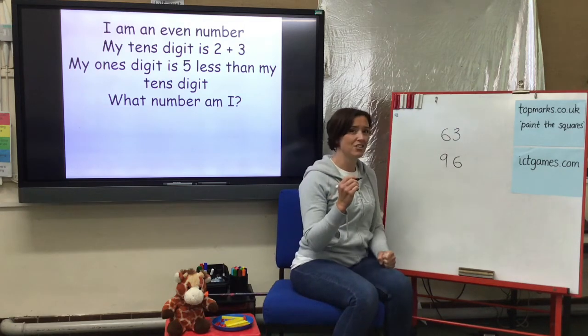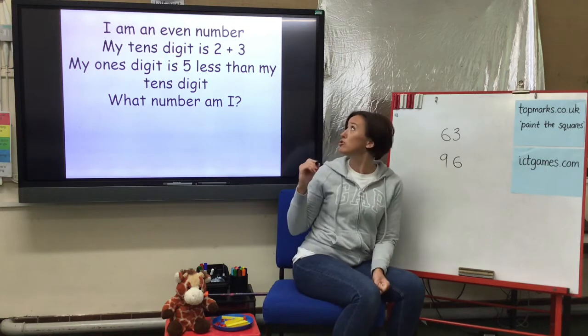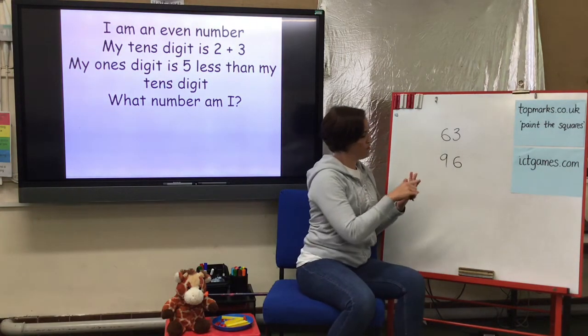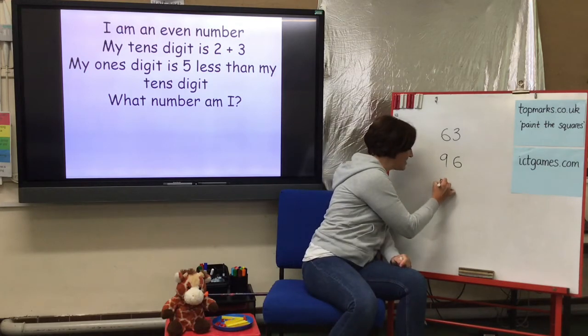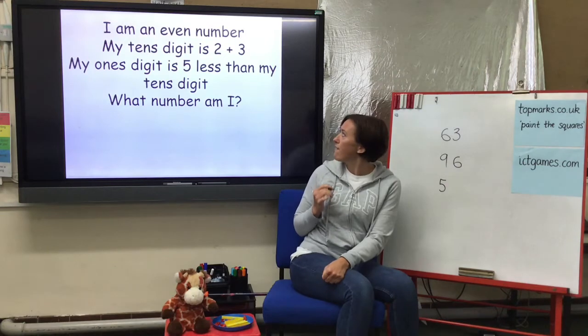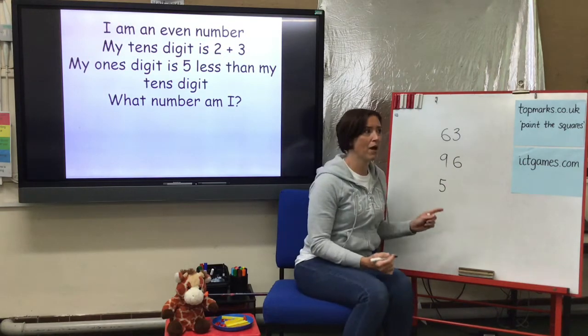Ooh, my tens digit is the first one to think about this time. So 2 add 3. 3 add 2 as well. 3 add 2 more is 4, 5. So my tens number is 5. My ones digit is 5 less than my tens digit.